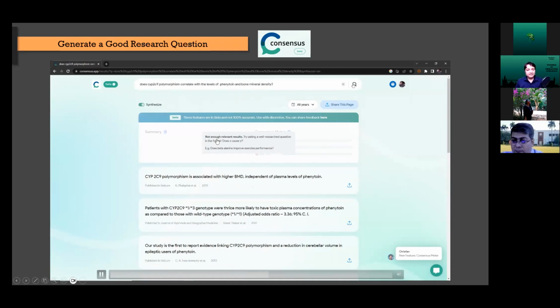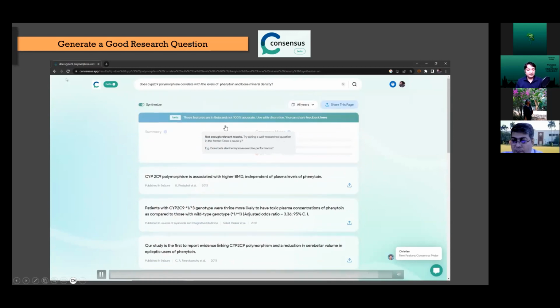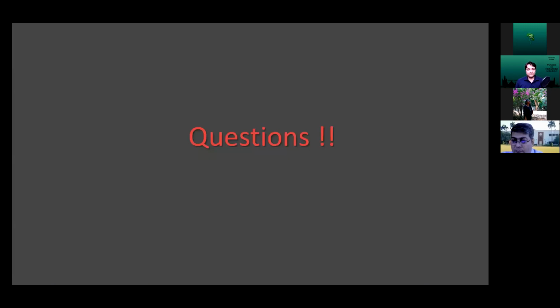It says that there is not enough data to form a consensus. There's only one article, on CYP2C9 association with BMD and phenytoin, but there is not enough data available to make a consensus. Then this becomes a very good question. You understand? Because there is not enough data, there is a research gap. This research gap can be exploited by using this kind of question. That's how you will generate a good research question. So that is the end of this session.